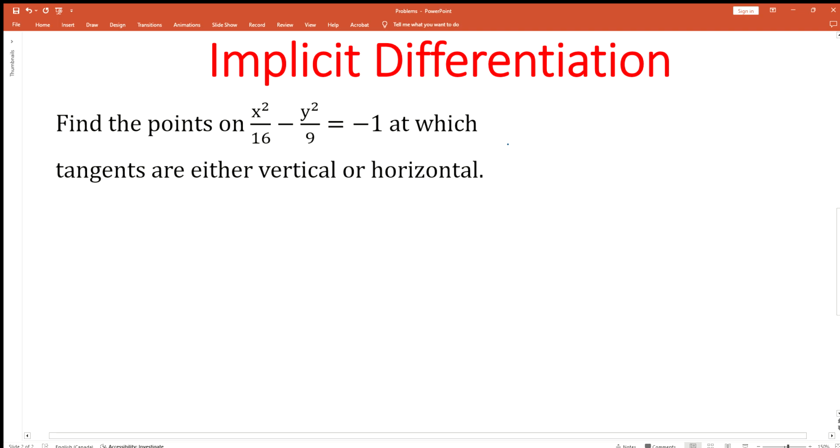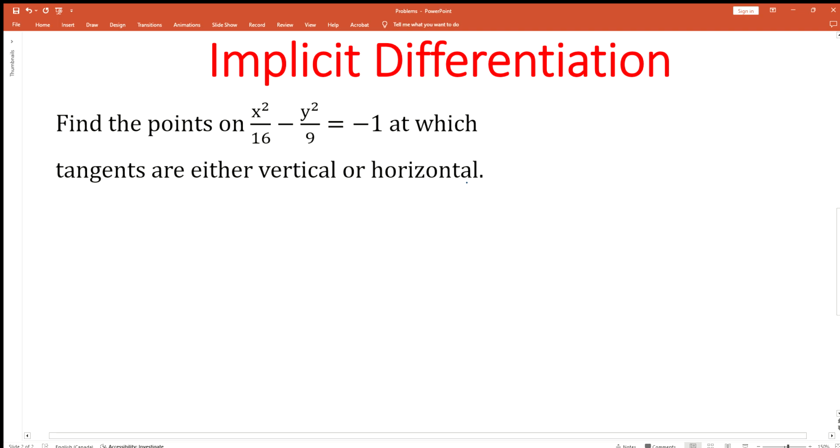In this video, we'll use implicit differentiation to solve this problem. As per the problem, find the points on x squared over 16 minus y squared over 9 equals -1 at which tangents are either vertical or horizontal.